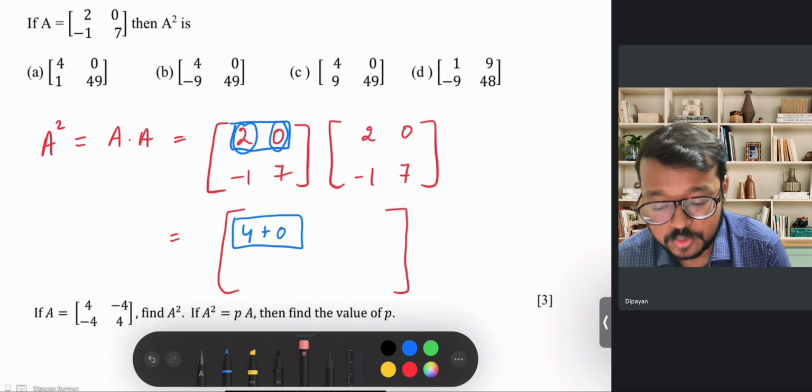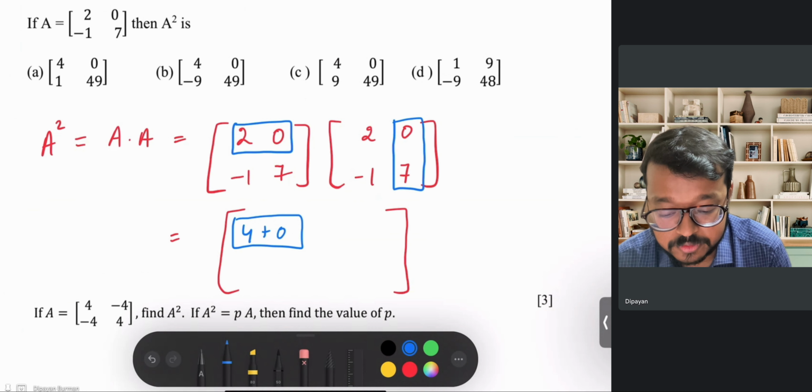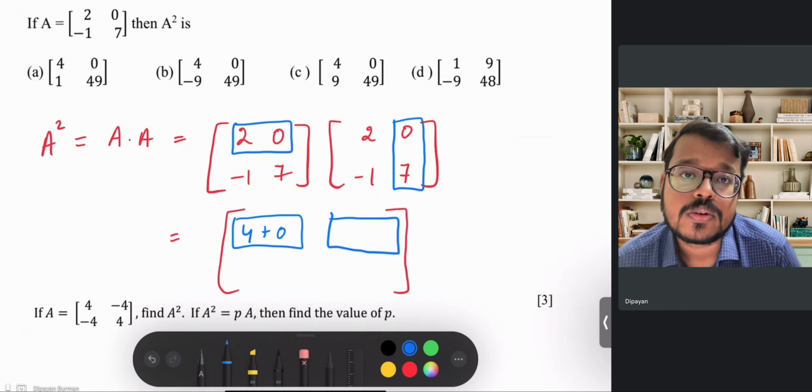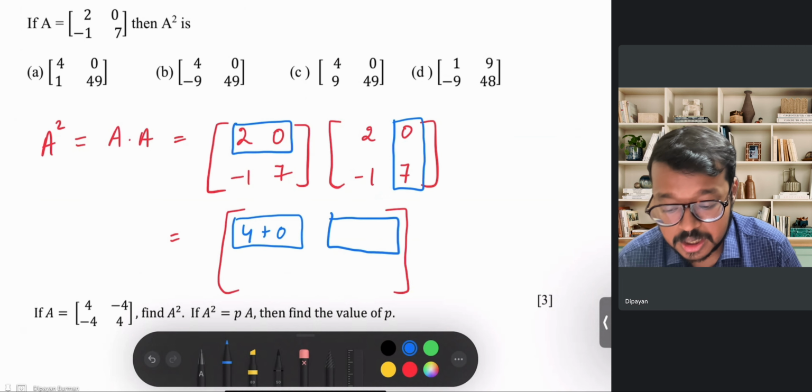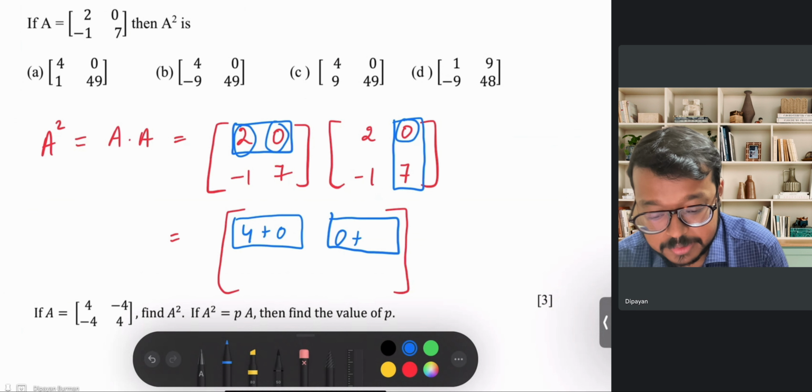Then moving ahead, I have to take the first row and the second column. First row from the first matrix and second column from the second matrix, and that will give me this element over here, which is the first row and the second column. So 2 multiplied by 0 is 0, plus 0 multiplied by 7 is 0.